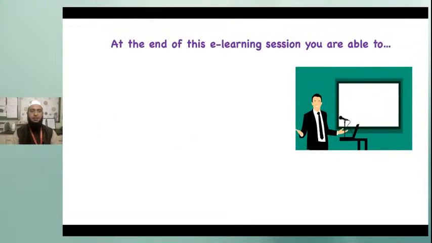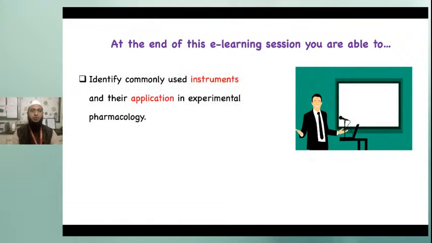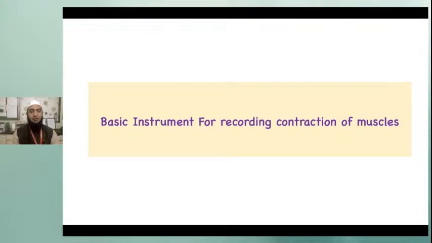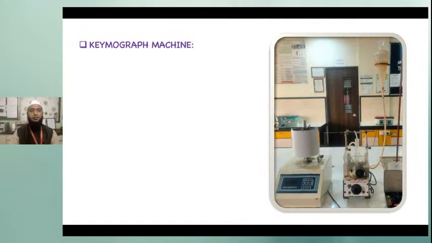At the end of this e-learning session, you will be able to identify commonly used instruments and their applications in experimental pharmacology. So let's start with the first instrument, which is needed for recording contraction of the muscle. This is the basic instrument for recording muscle contraction. The name of the instrument is the kymograph machine.